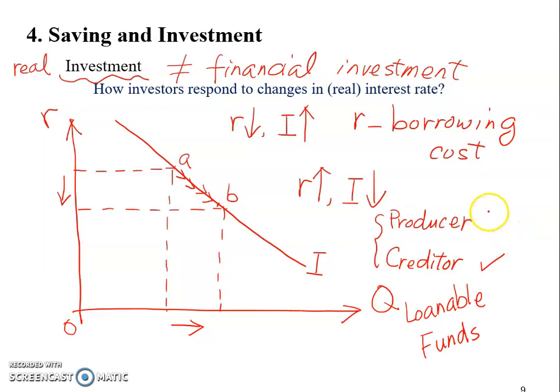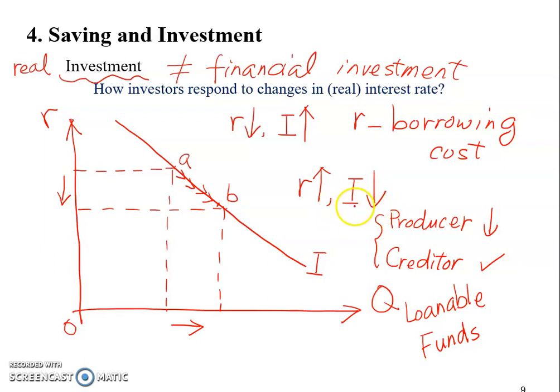Because if they continue producing, the profitability stays the same. But here, the real interest rate goes up. That means they can potentially make more money by simply lending out the cash in their pocket, right? So when more firms become creditors, then we will have fewer producers on the market. So the investment would decrease as a result.